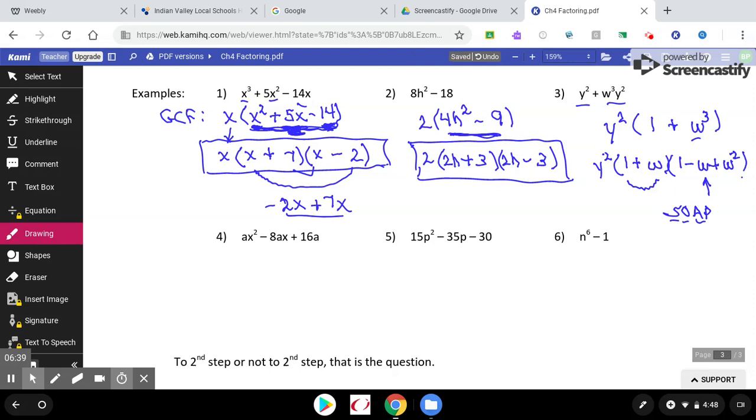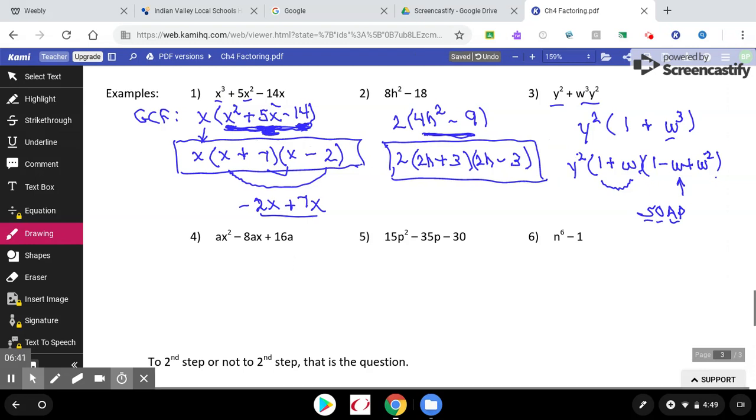Okay, I'm going to quit boxing these in because I'm getting tired of doing it. Okay, number 4. What's common? They all have A's. Take an A away, I'm left with the x squared. Take an A away, I'm left with the x. Take an A away, I'm left with the 16.